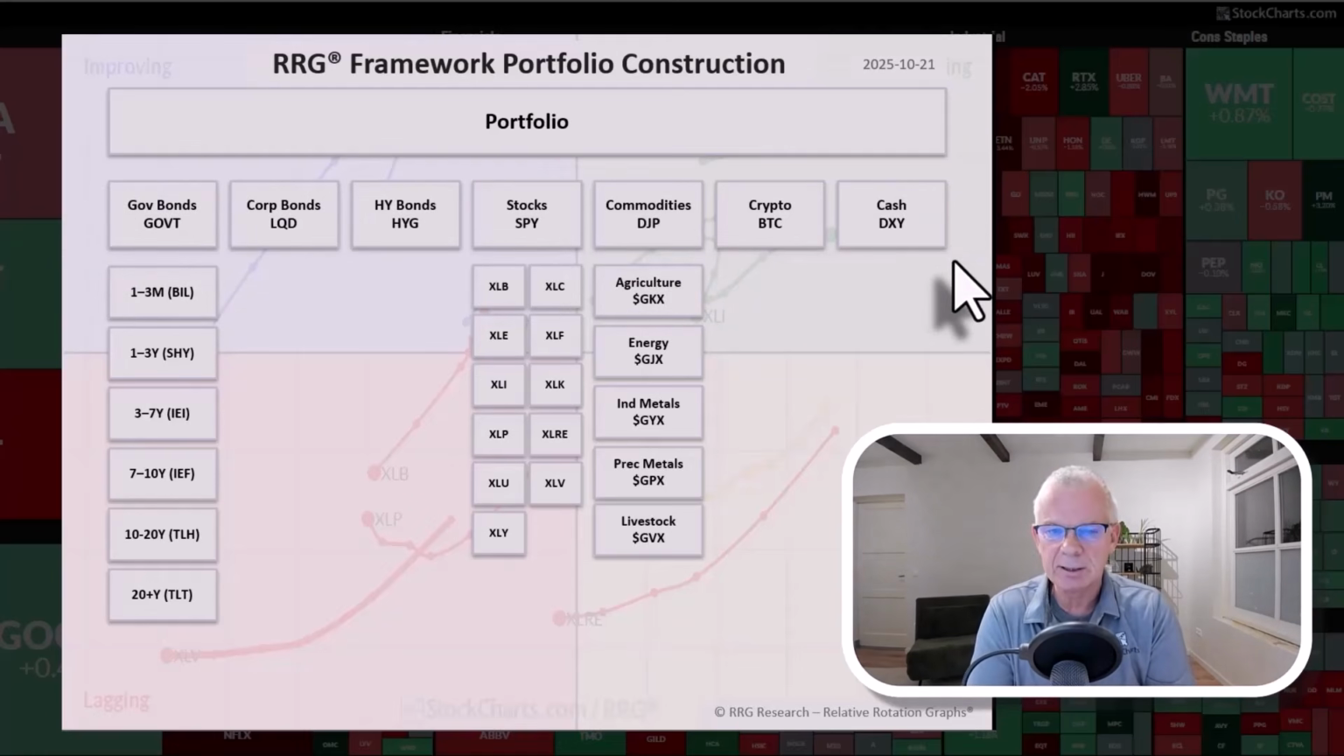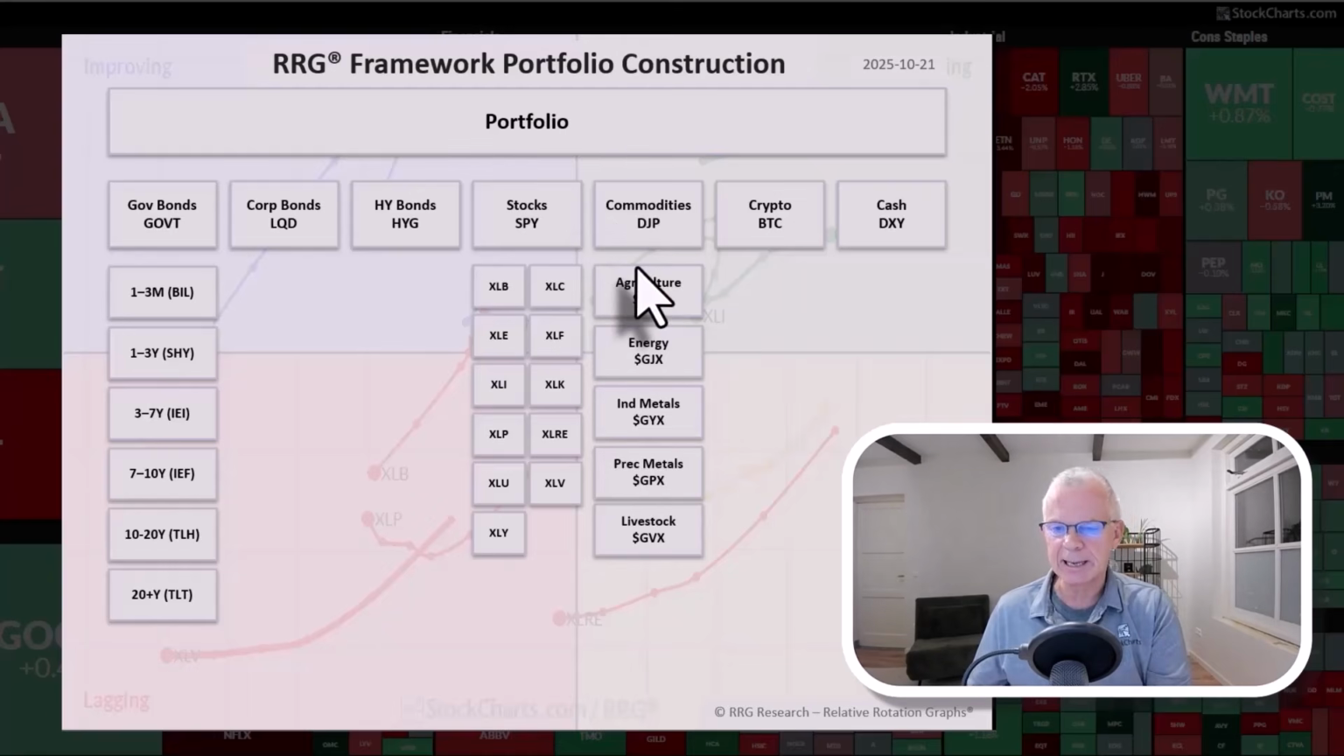And I've listed the asset classes that I always use in my presentations, and which is also a predefined group on the RRG page on Stockcharts.com. So that's government bonds, corporate bonds, high yield bonds, stocks, commodities, crypto, and cash. And here are the ticker symbols that I use in my RRGs for that. So that's the first RRG we're going to look at. And that gives us an idea if something is good, bad, improving, or weakening, declining.